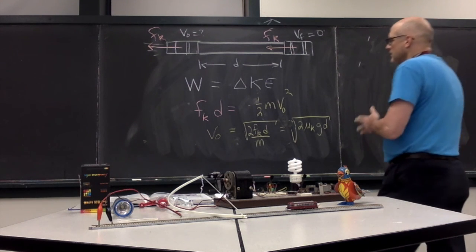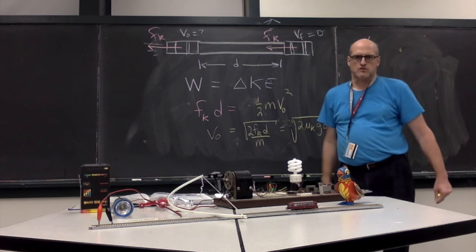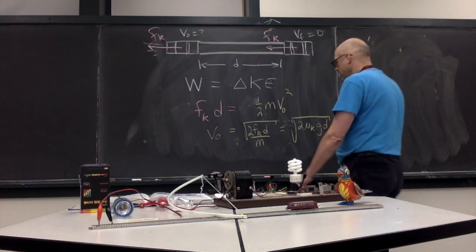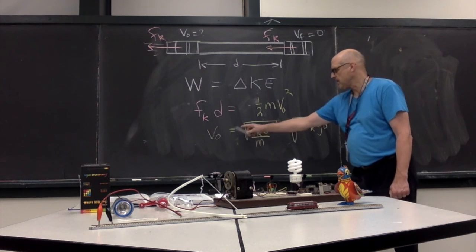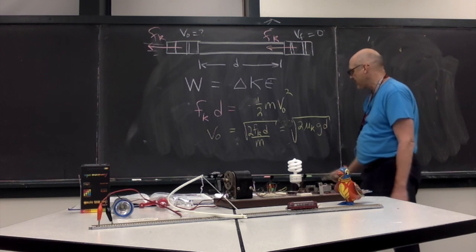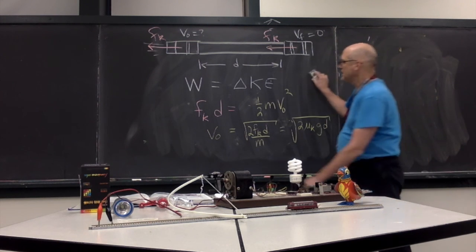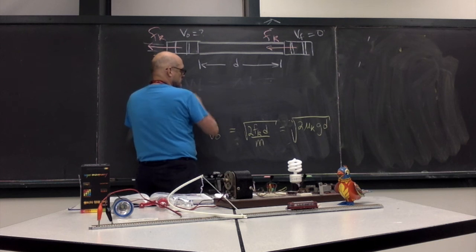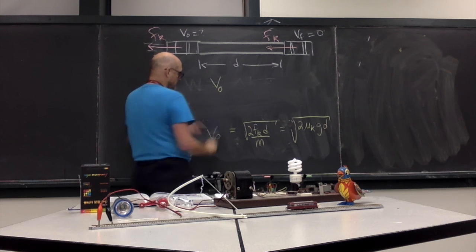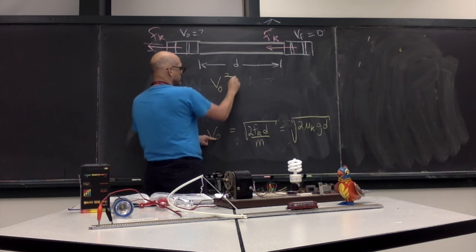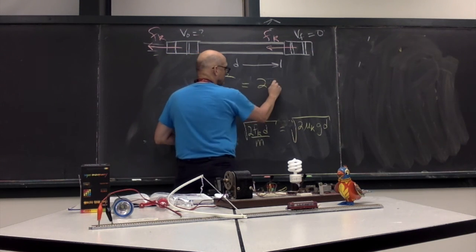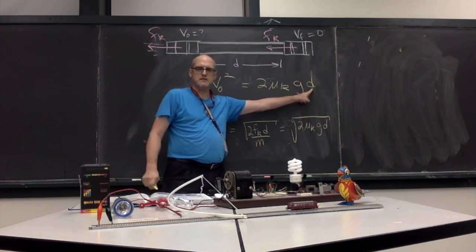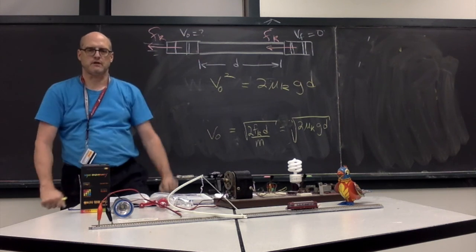Now, the other thing I want to point out here is how does the stopping distance relate to the speed of the car before it's braking? If you go back to this equation here, V0 is equal to the square root of 2 Fk d over m, or even this equation, can you see the relationship? So what I'm going to do here is square both sides. If I square both sides of this equation, I get V0 squared is equal to 2 μk g d. What this tells us is that the stopping distance is proportional to the square of the speed.